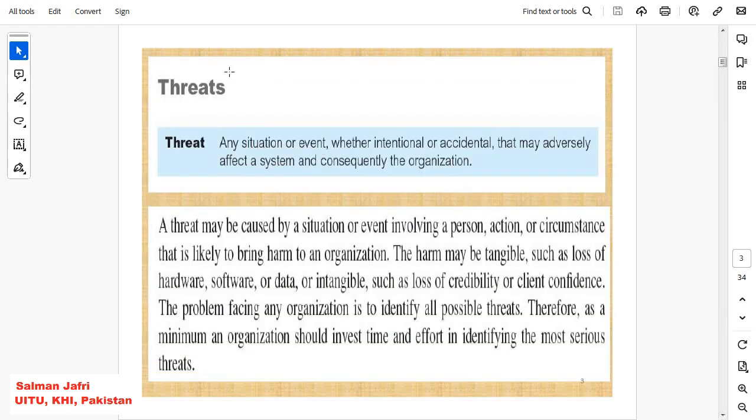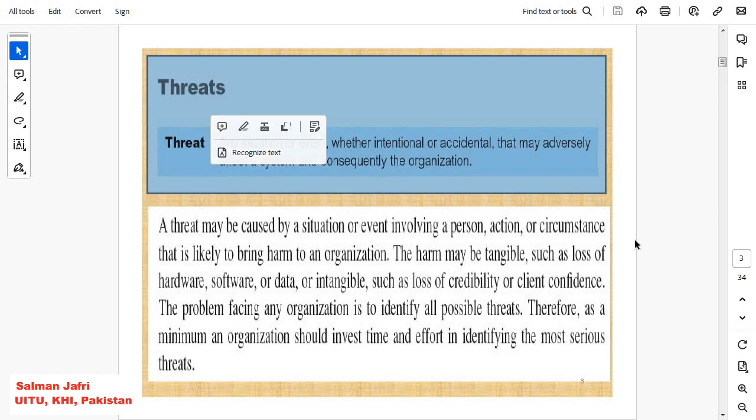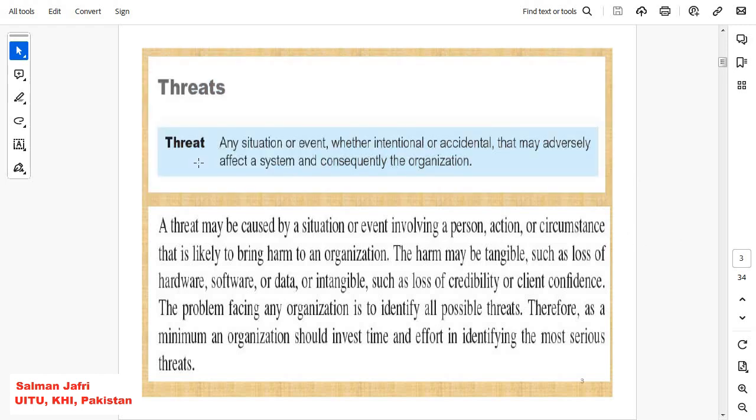Now let's look at threats. What is a threat? A threat is any situation or event, whether intentional or accidental, that may adversely affect a system and consequently the organization. So a threat may be intentionally created by an attacker or a hacker, or it might be accidental. A threat may be caused by a situation or event involving a person, action or circumstance that is likely to bring harm to an organization.